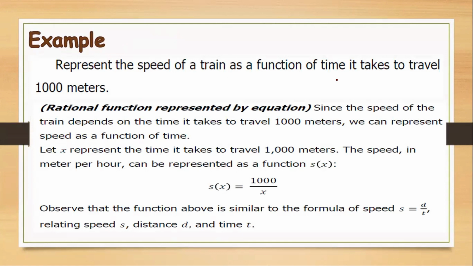Represent the speed of a train as a function of the time it takes to travel 1,000 meters. Since the speed of the train depends on the time it takes to travel 1,000 meters, we can represent speed as a function of time. So let x represent the time it takes to travel 1,000 meters. The speed in meters per hour can be represented as a function s of x. So we have s of x is 1,000 divided by x, which is your time. Observe that the function above is similar to the formula speed equals distance over time, relating speed, distance, and time.